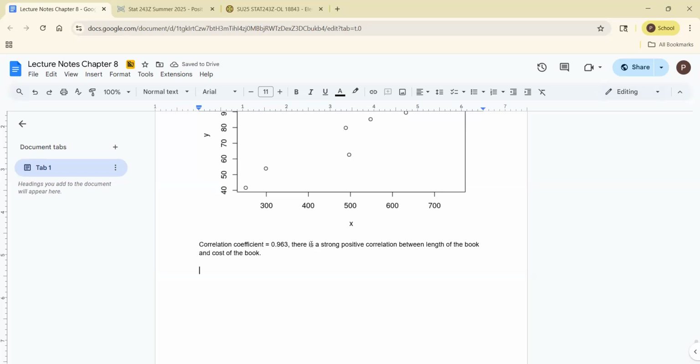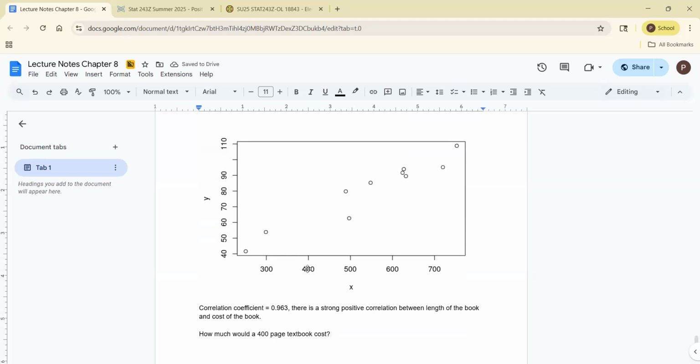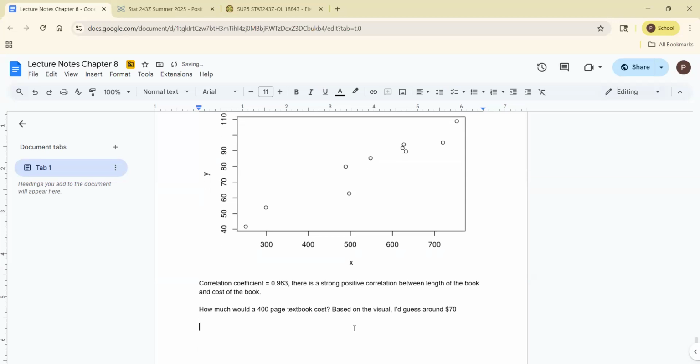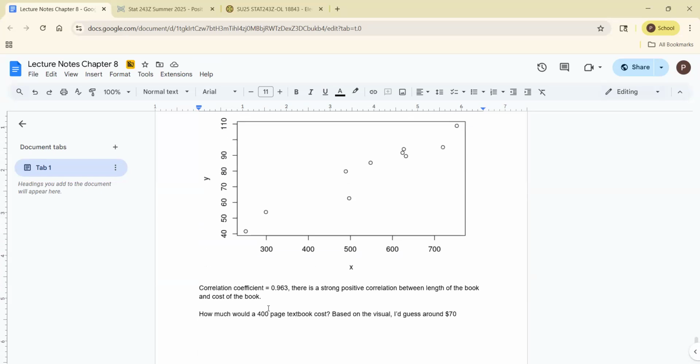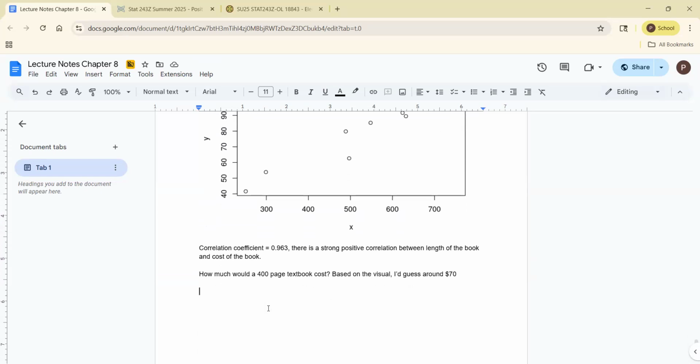So we can go a step farther and we could say, how much would a 400-page textbook cost? Now we can do this visually by saying, okay, there's our 400 pages. So I'm going to guess it's somewhere in the neighborhood of $70 based on the visual. I'd guess around $70. Let's do this using computational mathematical statistics.